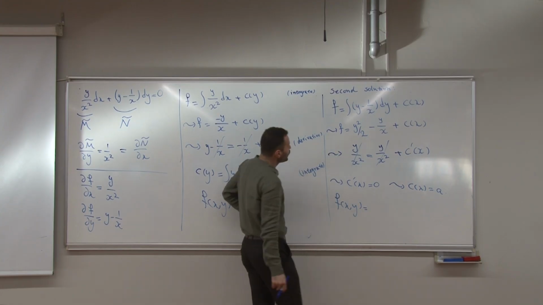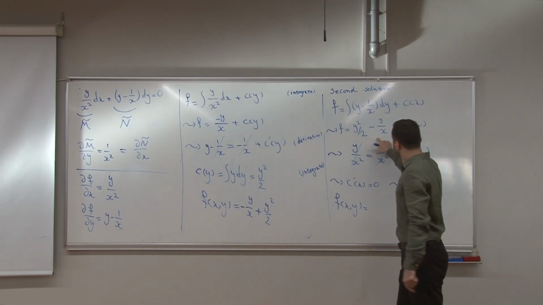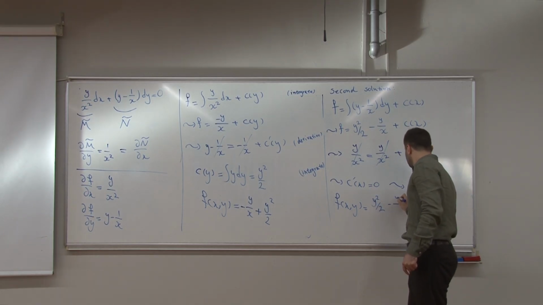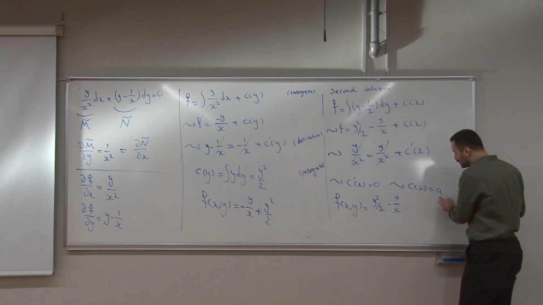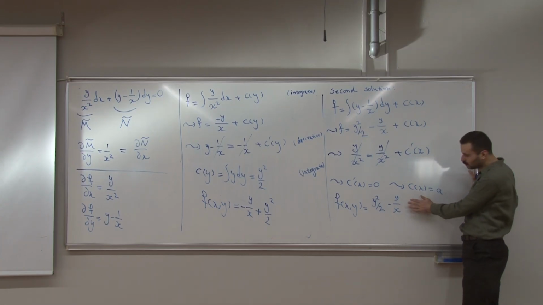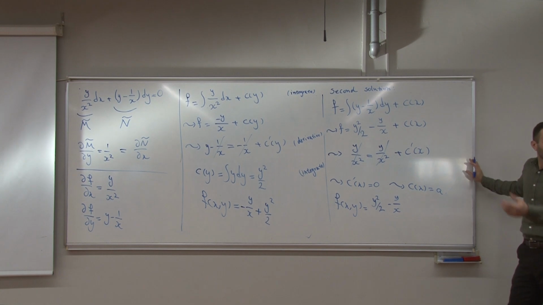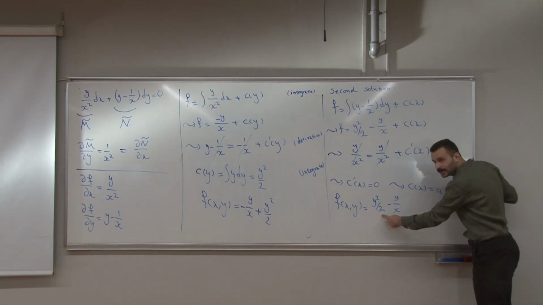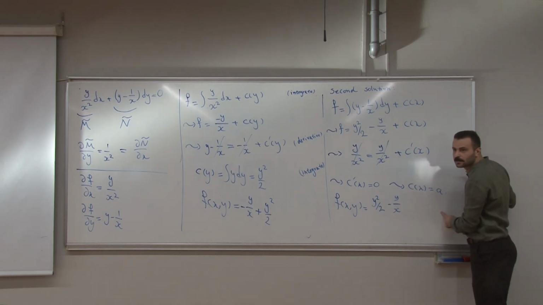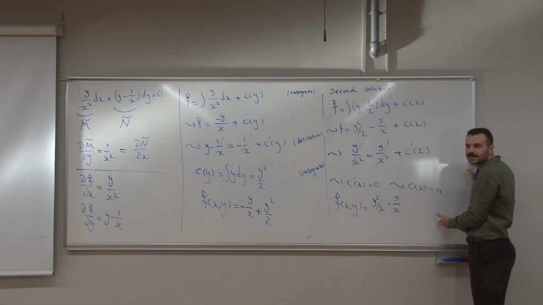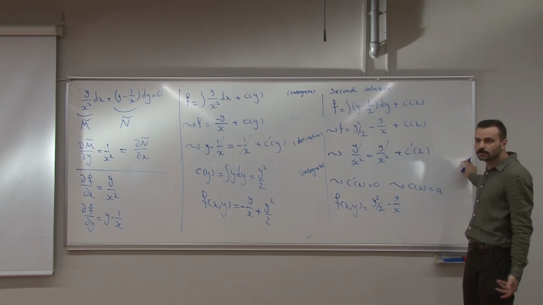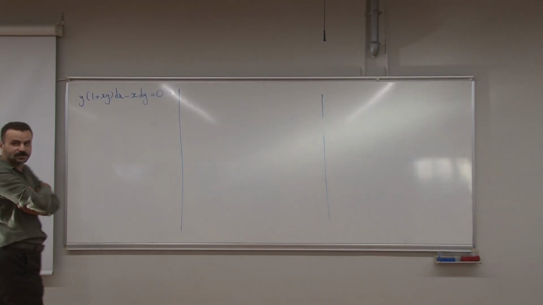My function f(x,y) is, I have found this part: y to the power of 2 divided by 2 minus y divided by x plus that constant. I don't care about it. So what are my solutions? My solutions are going to appear as level curves of this function: y squared over 2 minus y over x equal to c. Those are going to be my solutions, and this is exactly the same thing that we found over there. Good? We have this differential equation.